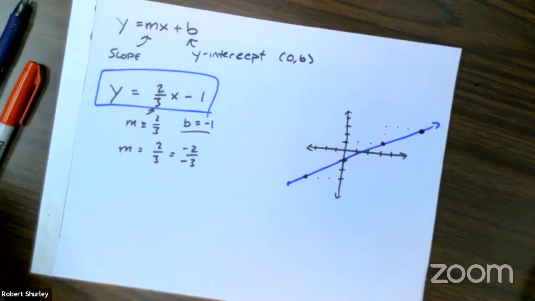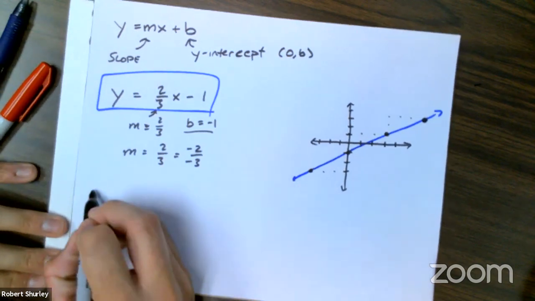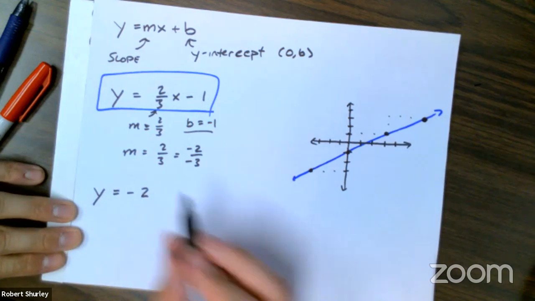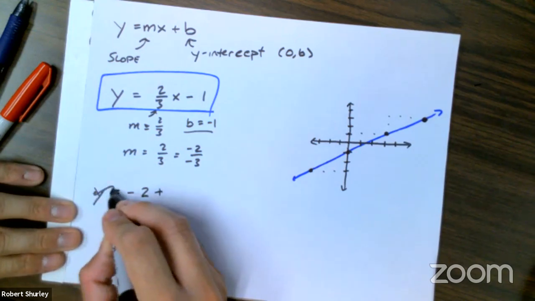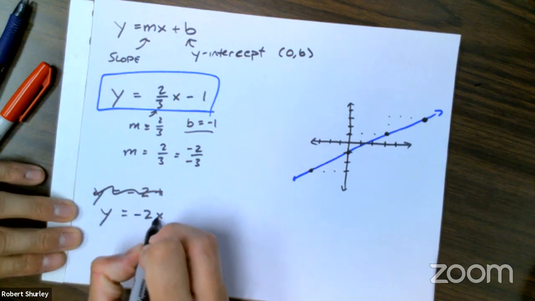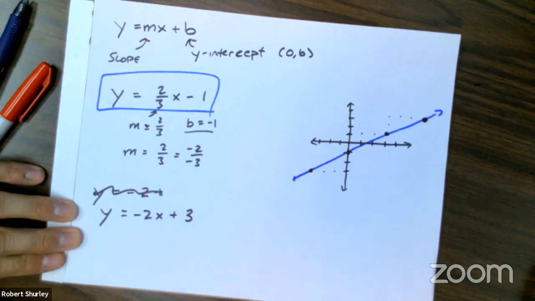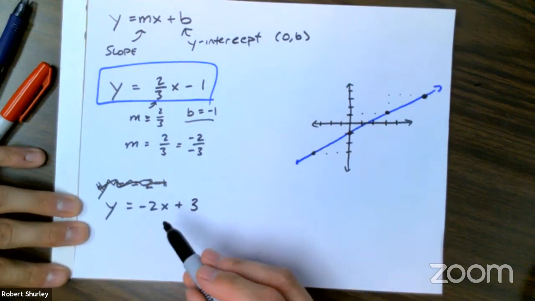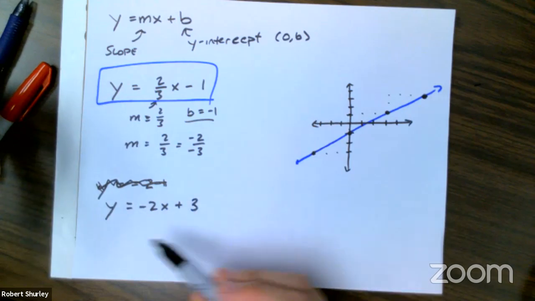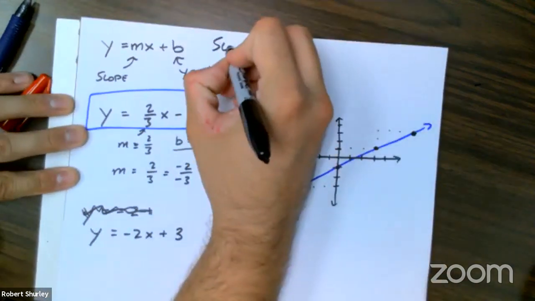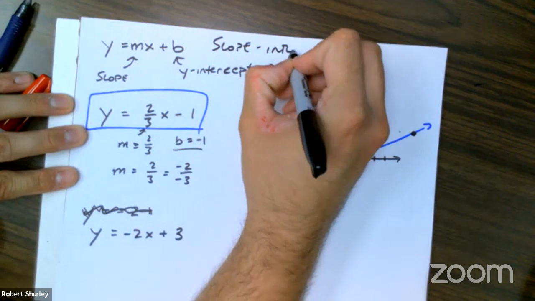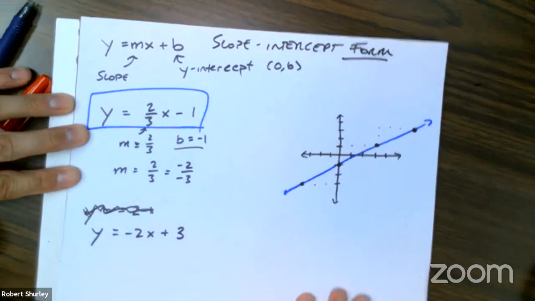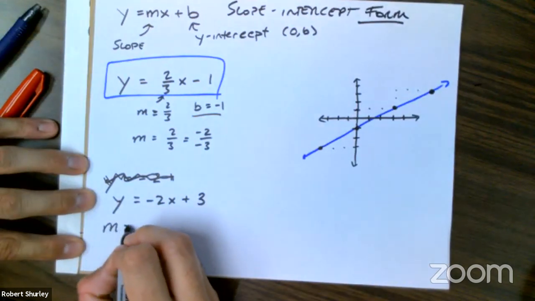Okay. Now let's do another one. Let's do one in red. Y equals -2x plus 3. Okay. So again, I've got to pull out the pertinent information if I want to graph this. This is called slope-intercept form, okay? So I know my slope is -2.